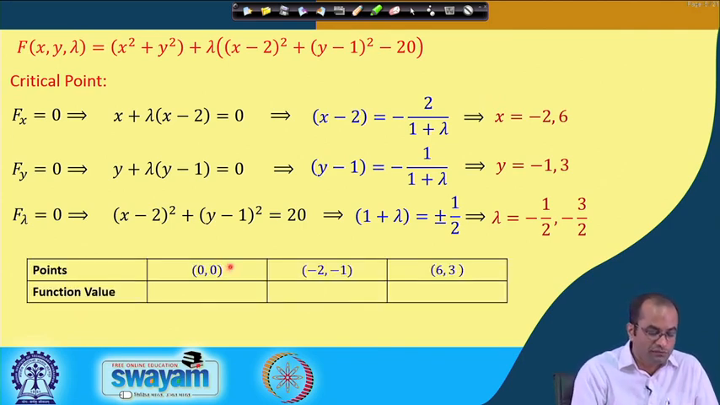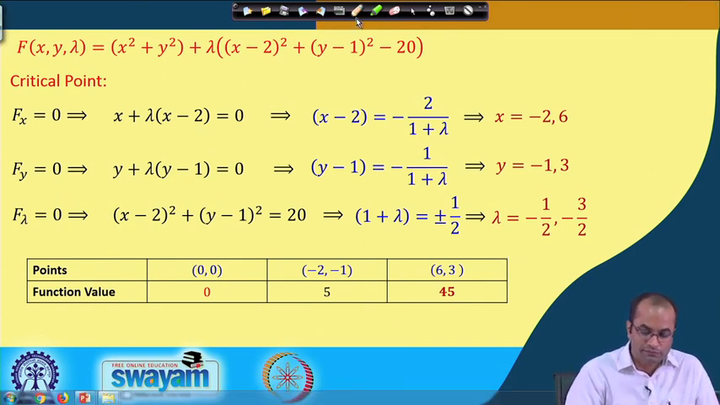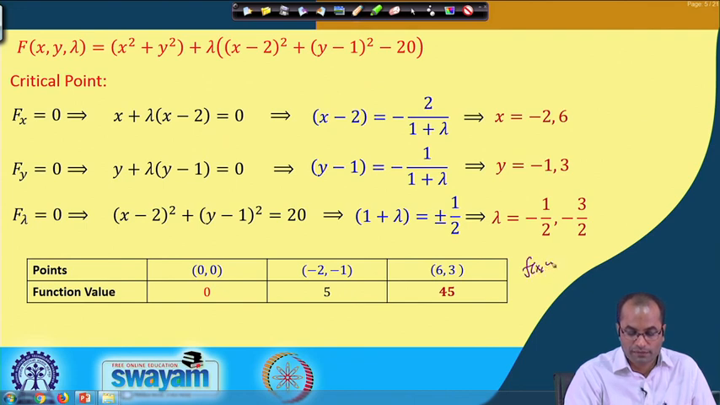So, we have 3 points, one was in the interior, that is the 0 0 point, and 2 points we got here, minus 2, minus 1 and 6 comma 3. These are the 3 points. We will evaluate the function value. So, at this 0 0 the function value is 0, at minus 2 minus 1 it is 5, and at 6 3 if we evaluate that x square plus y square. So, the function was f of x y is equal to x square plus y square. So, here it is 5 and then here 6 square 36 plus 9, 45.